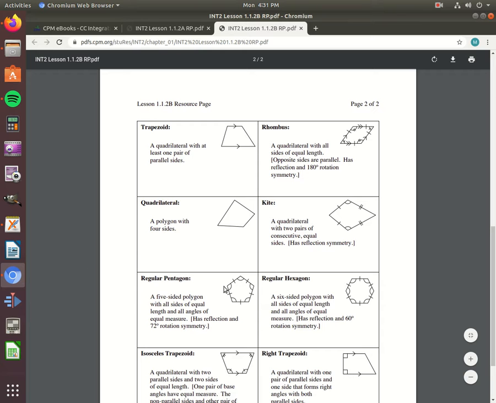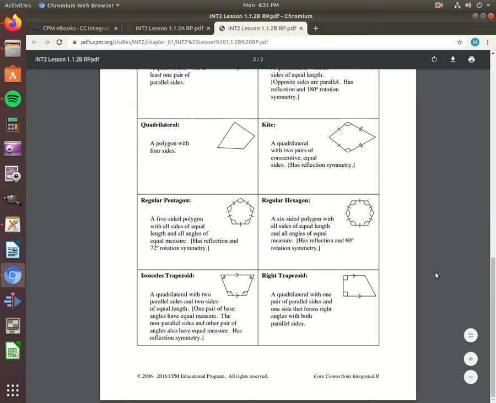A regular pentagon, all sides the same length, all the angles are the same. Regular hexagon, all the angles are the same, all the sides are the same, but I would argue they probably should have a parallel line here and here, a parallel line here and here, and a parallel line here and here, right? We have those parallel lines that they didn't mark.